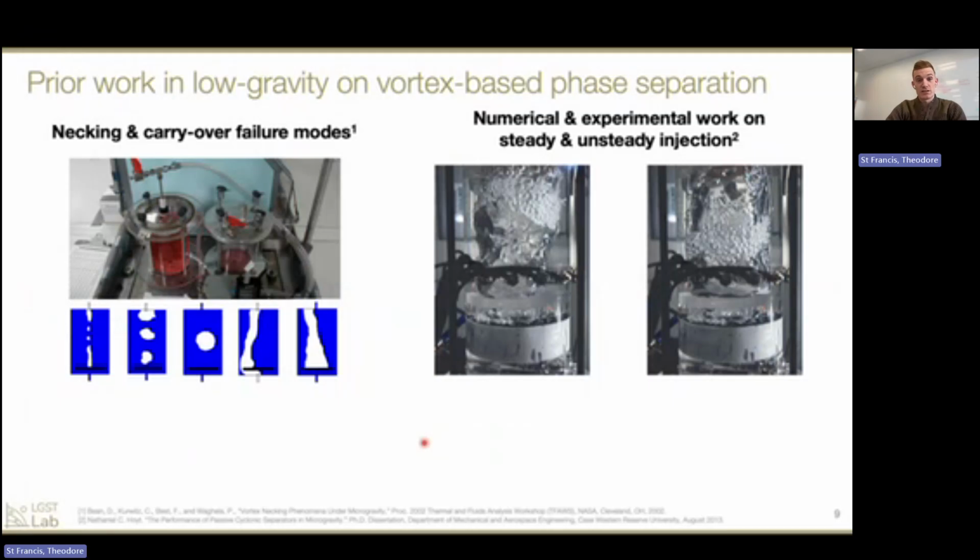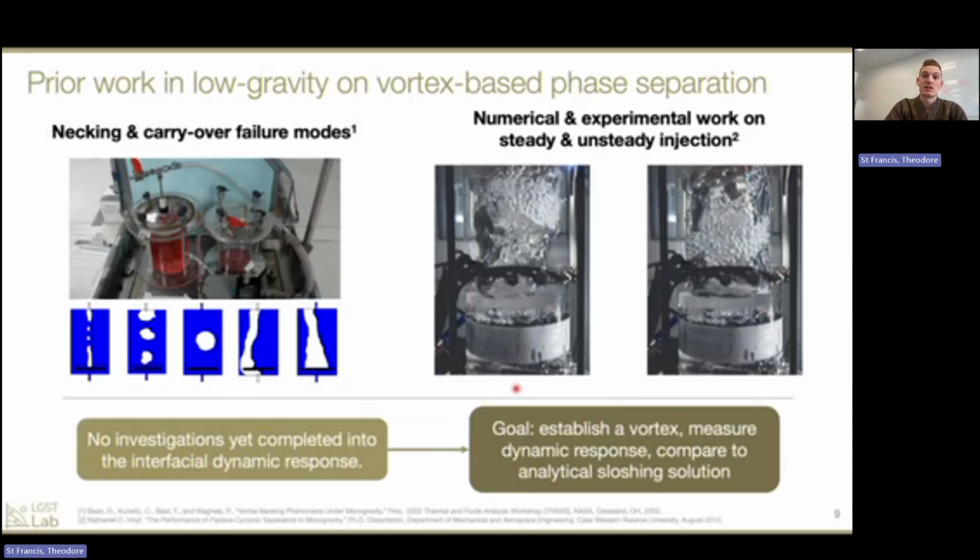The vortex phase separator has been investigated on parabolic plane flights, although it has not been flown in space. You can see here an investigation in the early 2000s into various types of failures which could be present. And then this was an investigation into the transient behavior as well as steady state, with startup and shutdown of the device. Notably, however, the dynamics of that liquid gas interface have not been investigated in depth.